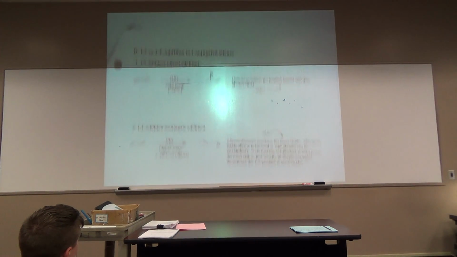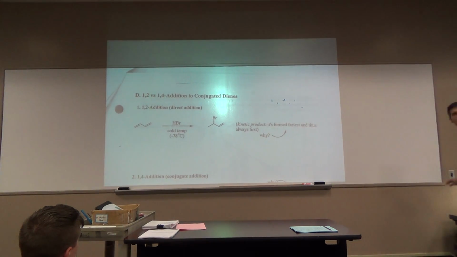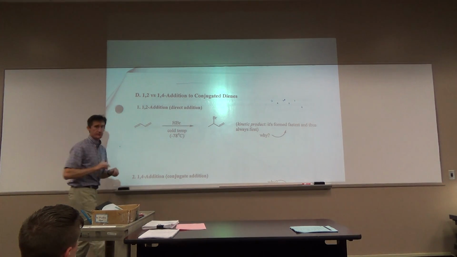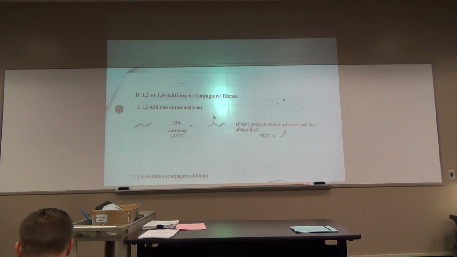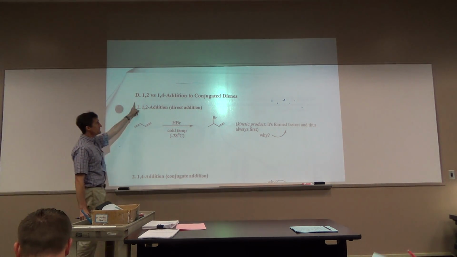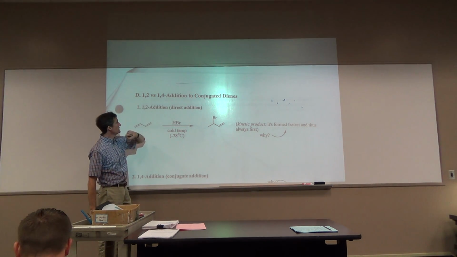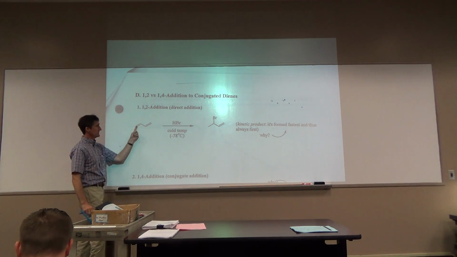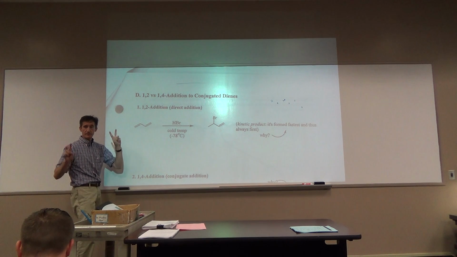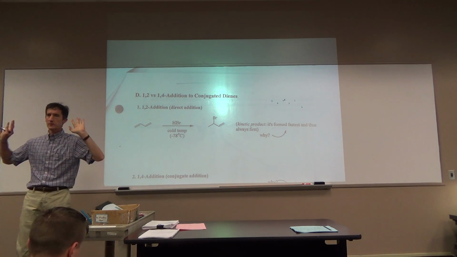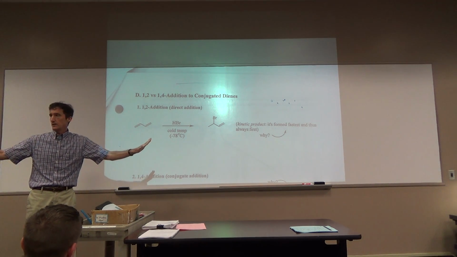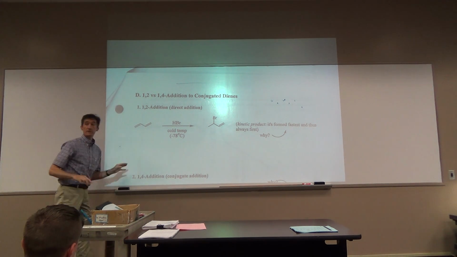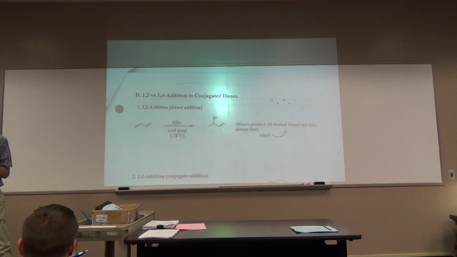Okay, chemistry. We're about out of time. Two different types of general reactions for dienes. We'll have 1,2 additions and 1,4 additions. When you have a conjugated diene, conjugated. If they're not conjugated, it's just pretty much like two separate alkenes. Chemistry of conjugate. 1,2 addition, that's what we've been doing for 10 days now, a week.